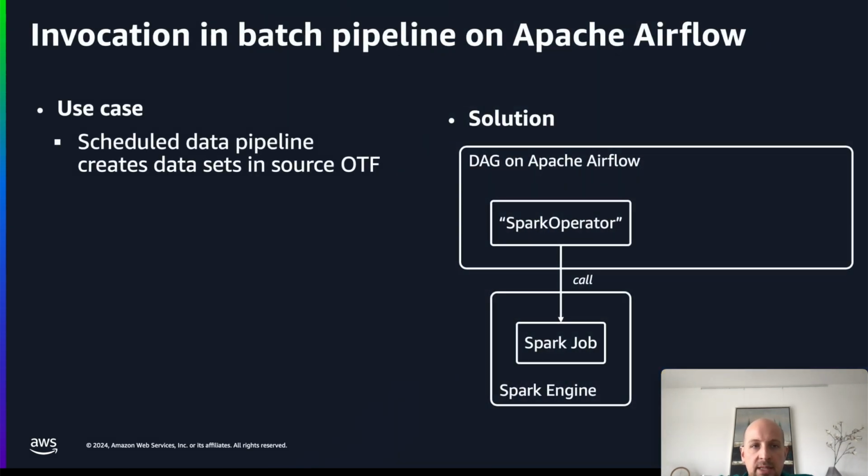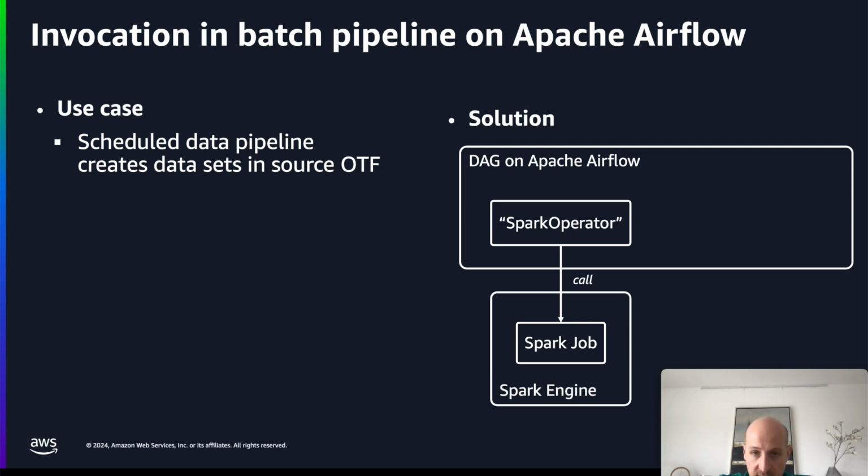The first one is invoking XTable in a data pipeline on Apache Airflow. For those who don't know, Apache Airflow is an open source project also, and it's an orchestration engine for your data pipelines. You might have a data pipeline which runs at night or on a scheduled basis, or is even event-based triggered. And in this data pipeline, you create data sets in a certain source format. For instance, as shown here on the right-hand side, you have a directed acyclic graph, a DAG, on Airflow, where you invoke your transformation engine to create the source data set.